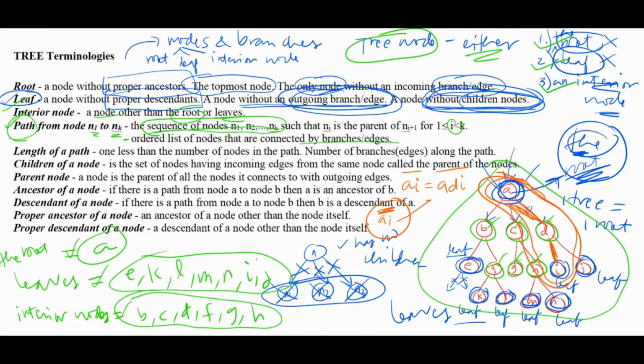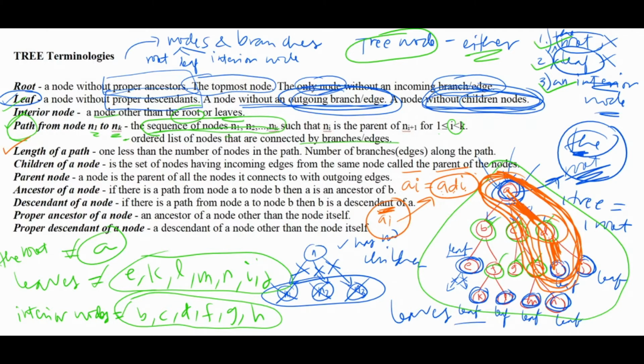And this path is the sequence of nodes from A to this node, from D to that node. It's a sequence when there are connecting paths from one node to the next node. So from A to D, there is a connecting branch, and from D to I, there is also a connecting branch. So we say that this is a path because they are connected by these branches.